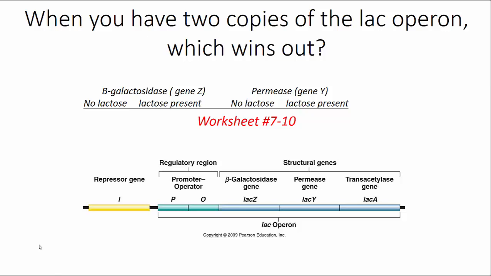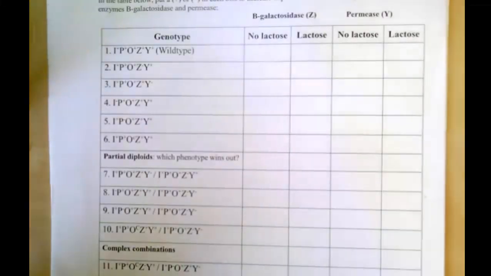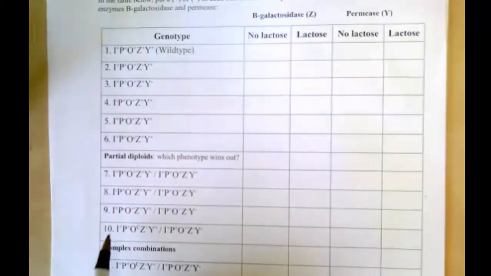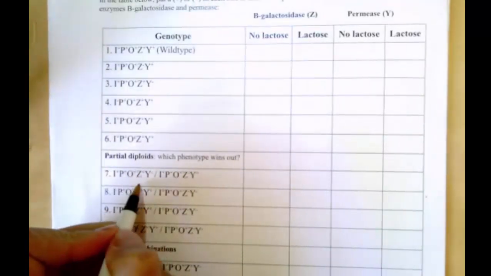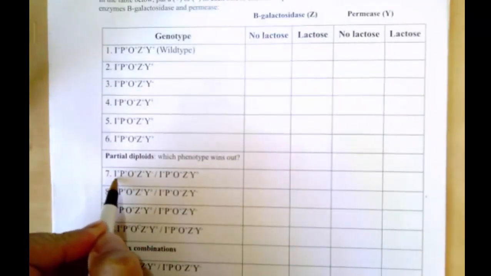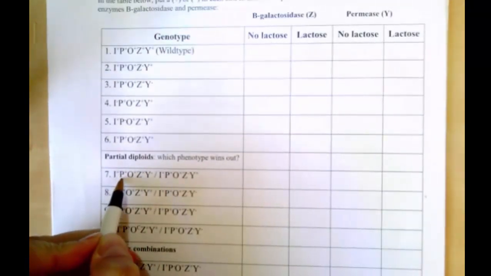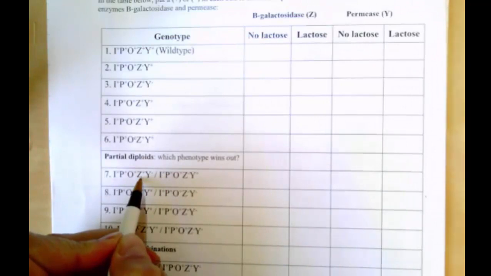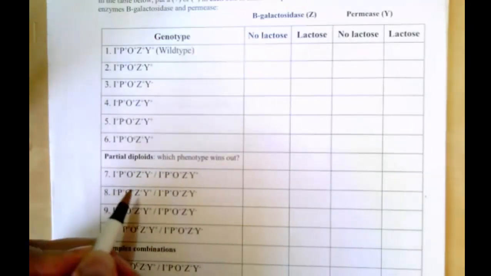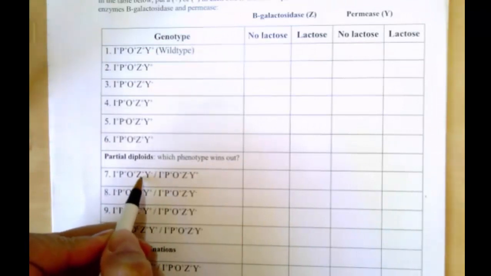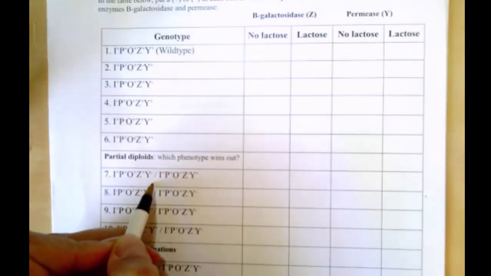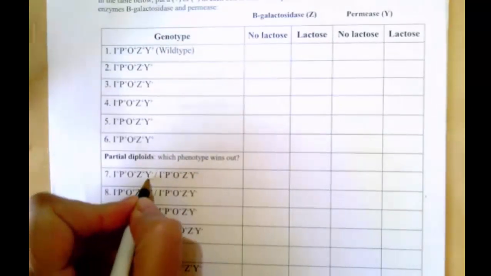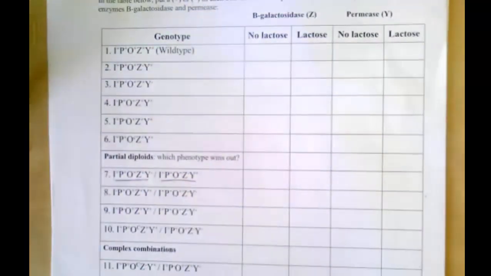Next, I'd like to move to the worksheet and look at numbers 7 through 10. On these numbers, we list two copies of the lac operon. You can see the first copy of the lac operon has all of the parts. It has the LAC-I, the repressor, the promoter, LAC-P, LAC-O, which is the operator, and then the two structural genes we're investigating, the Z gene and the Y gene. The two copies of the lac operon are separated by this dash. So here's one copy of the operon, and here's the second copy.